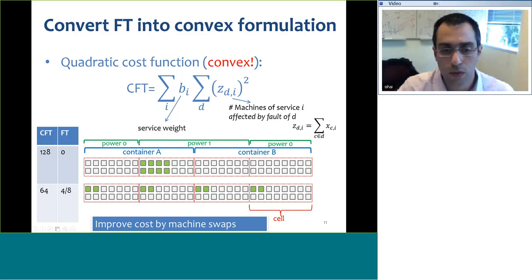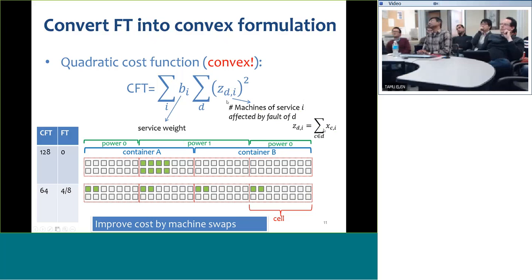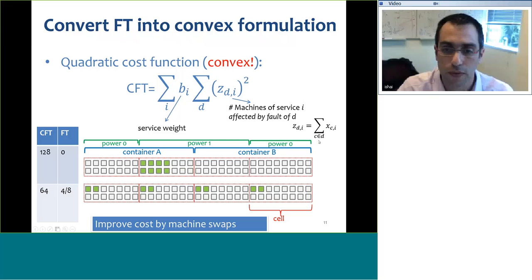Okay, so actually the basic decision variables are the allocation within each cell. So this is here the XCI. I don't think we need to go into this. It's enough to just think about the ZDIs. They are not the basic optimization variables, but they are related via an affine transformation to the basic decision variables. So what is this ZDI and what's the reasoning here?